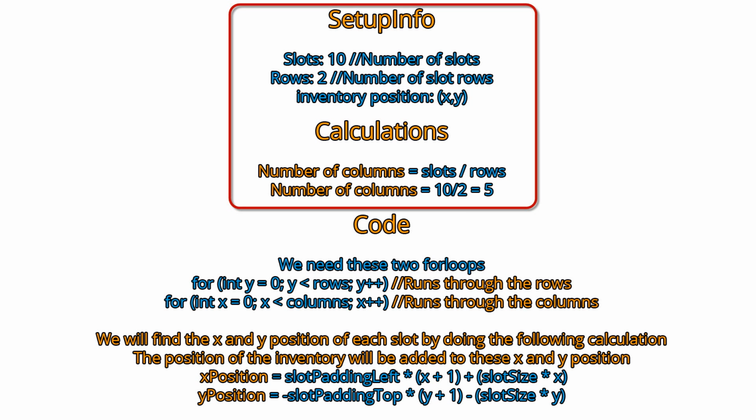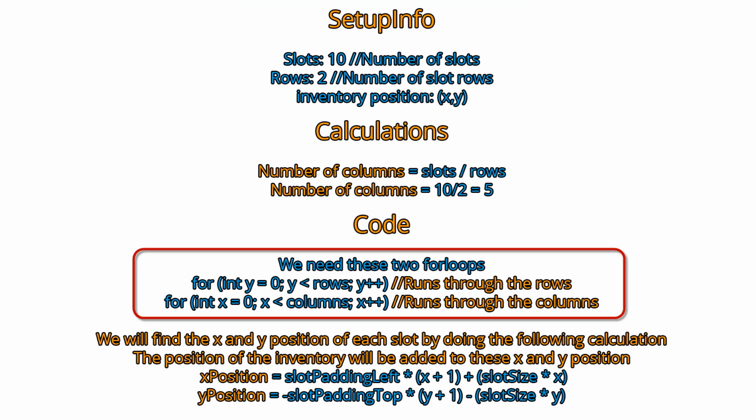So before we start placing those slots on top of the inventory, I want to explain to you what's going on. First of all, we need to calculate the number of columns we need to place on the inventory. To do that, we need the amount of slots, which is 10 in this example, and the amount of rows, which is 2. And then we need the position of the inventory, because we need to place the slots on top of the inventory regardless of where it's placed on the screen.